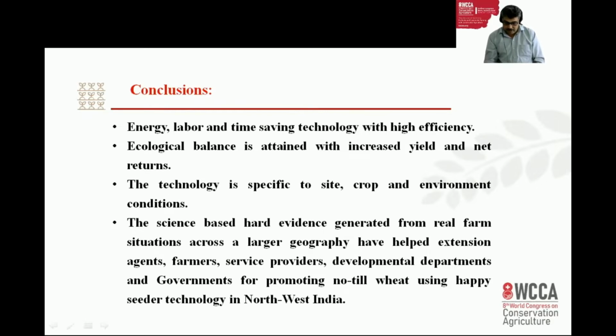It is an energy, labor, and time-saving technology with high efficiency, and ecological balance is attained with increased yield and net returns. The technology is specific to site, crop, and environmental conditions. The science-based hard evidence generated from real farm situations across a larger geography has helped extension agents, farmers, service providers, developmental departments, and governments in promoting no-till wheat using Happy Seeder technology in Northwest India.